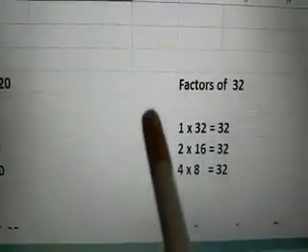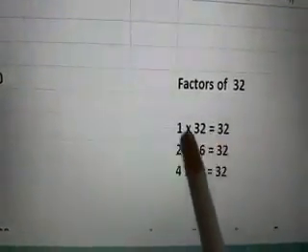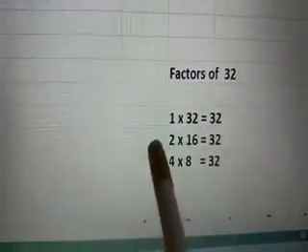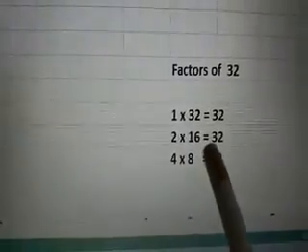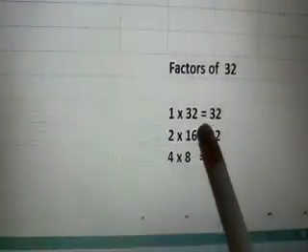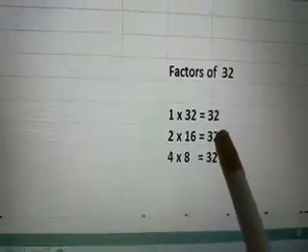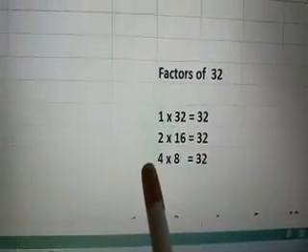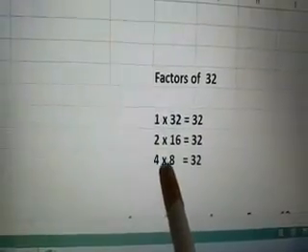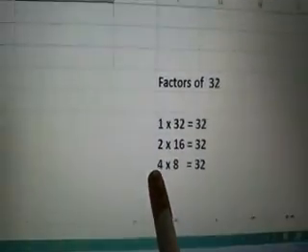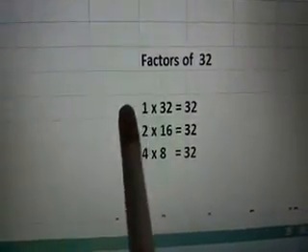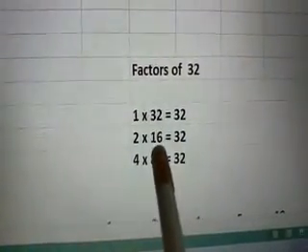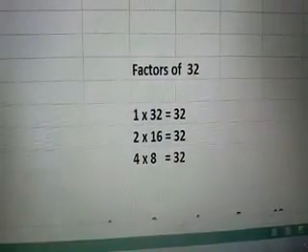Now take factors of 32. 1 and the number itself. So 1 and 32 will be factors. 32 is an even number, so 2 will be a factor. So 2 times 16 is 32. Or you can say 16 times 2 is 32. 3 will not be a factor. So check by 4. 4 times 8 is 32. So what are the factors of 32? 1, 2, 4, 8, 16 and 32.